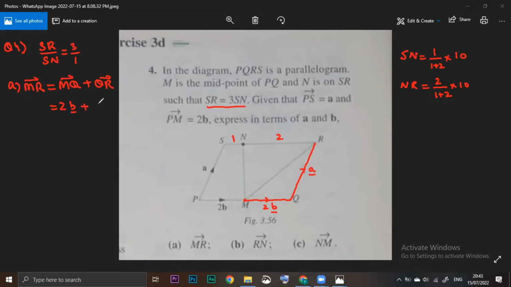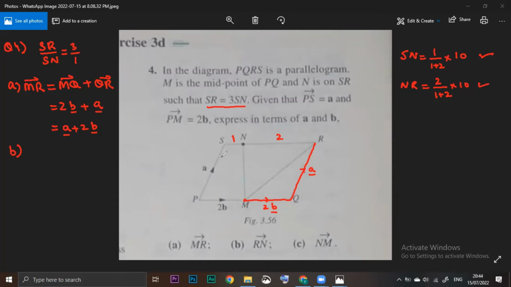And QR is equal to A. So the final expression of MR in terms of A and B is A plus 2B. Now we want to find out RN, the B part. Now we will use the ratio method to find out RN.